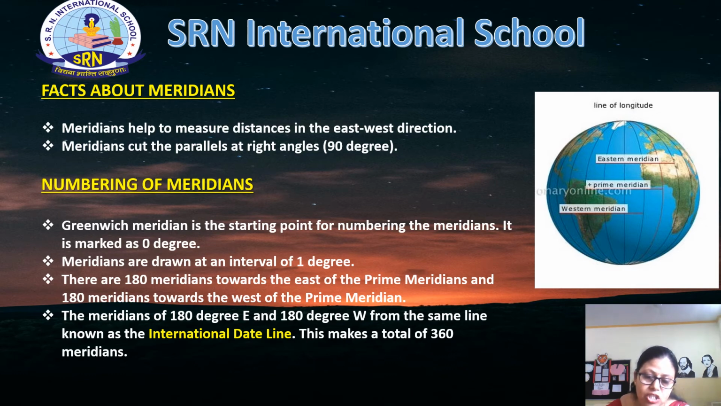Greenwich meridian is the starting point for numbering the meridians. It is marked as 0 degree. Meridians are drawn at an interval of 1 degree. There are 180 meridians towards the east of the prime meridian and 180 meridians towards the west of the prime meridian. The meridians of 180 degree east and 180 degree west form the same line known as the international date line. This makes a total of 360 meridians.